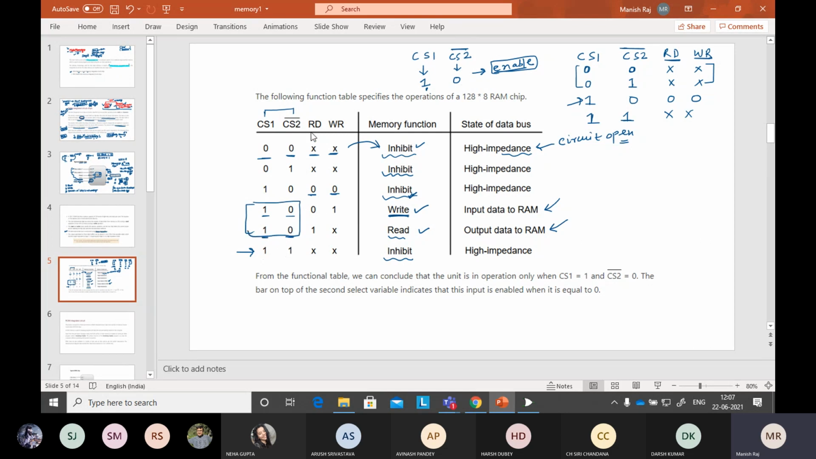Now you are taking read as 0 and write as 1. So this is the condition for write. If you are taking 0 and 1, this is the condition for write, because write is enabled. Is it okay?